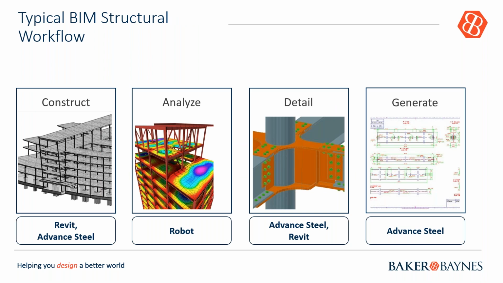In terms of the typical BIM structural workflow, if you don't know where Advanced Steel fits in, there are a variety of workflows where it fits in different phases, but this is the most commonly used. If we're looking at the construction or modeling part of it, we're going to do that in Revit and Advanced Steel. You'll do the main structure in Revit, and then when it gets to the finer details, you can jump to Advanced Steel. Once you get it analyzed in Robot, you can go to the detailing phase.